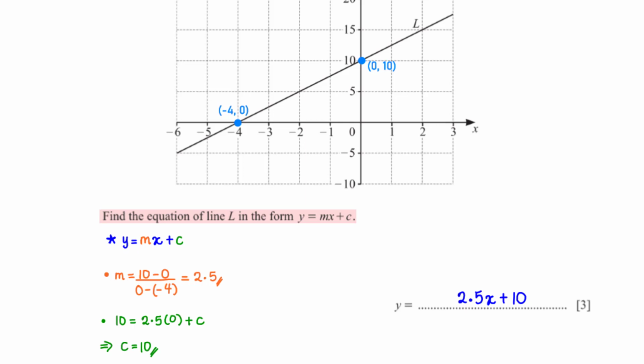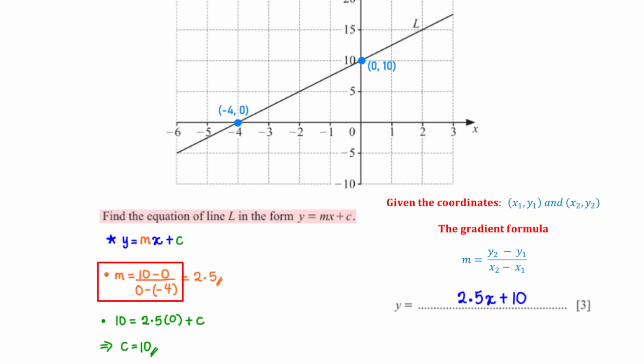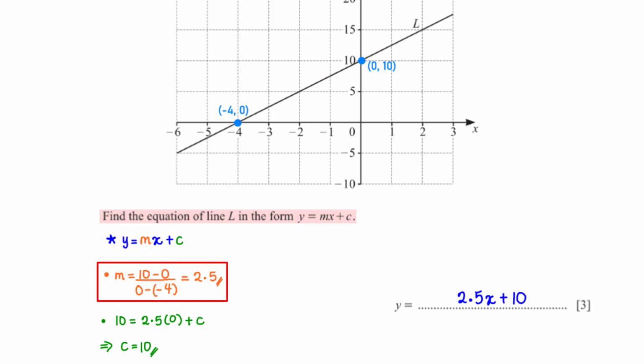In this case, we are using (-4, 0) and (0, 10). By applying the gradient formula, we have m equals (10 minus 0) divided by (0 minus -4), which is equal to 2.5. We can get the value of c in 2 ways.